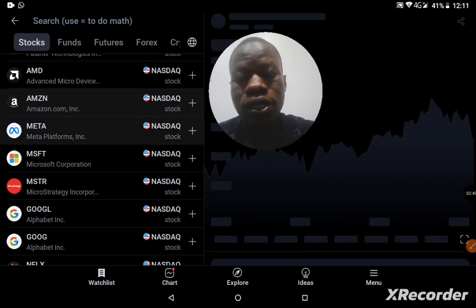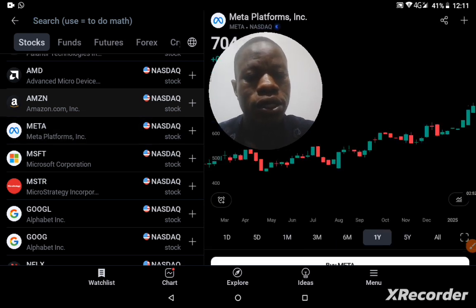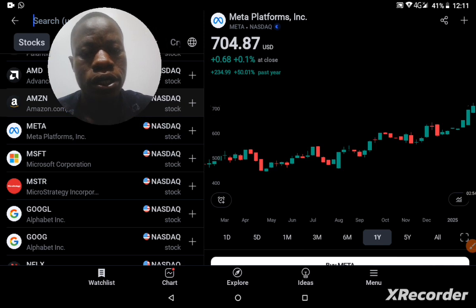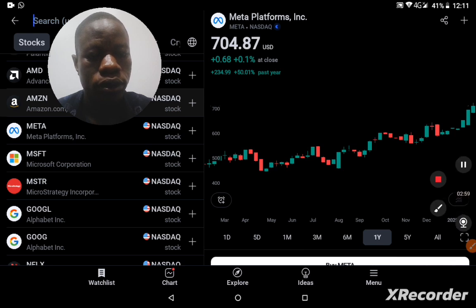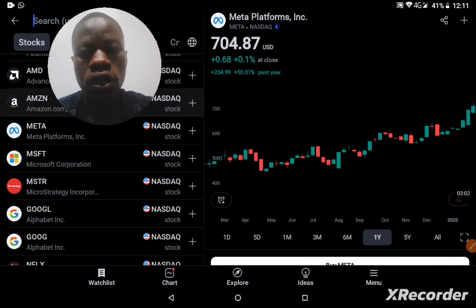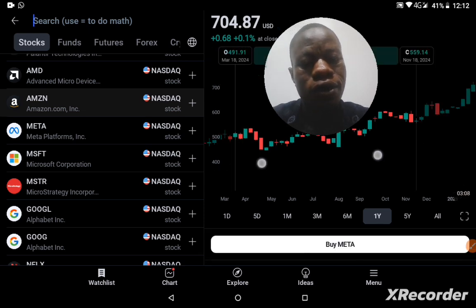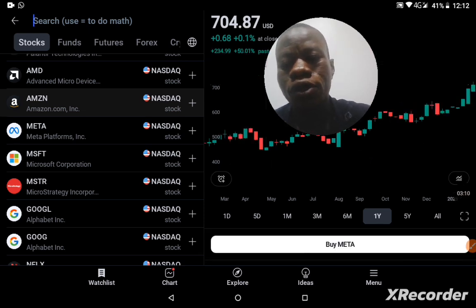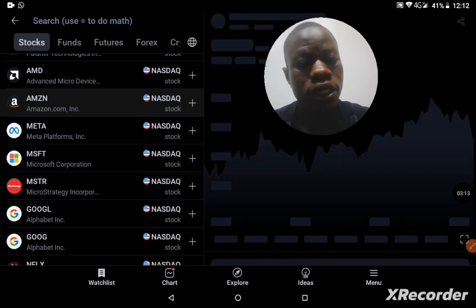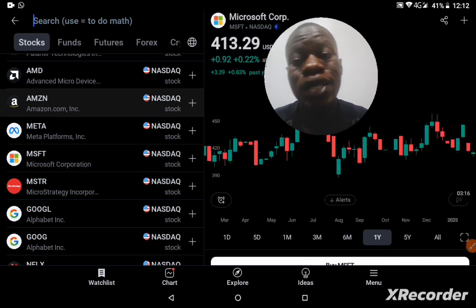Let's see Meta, for example. This is the chart for Meta. If you click on Microsoft, you see the chart for Microsoft. So that's that for stock.